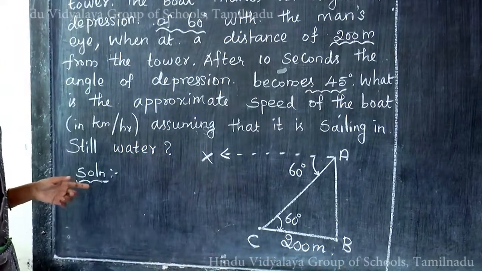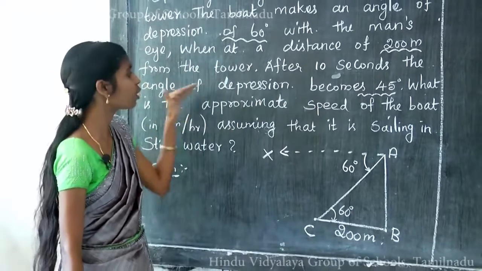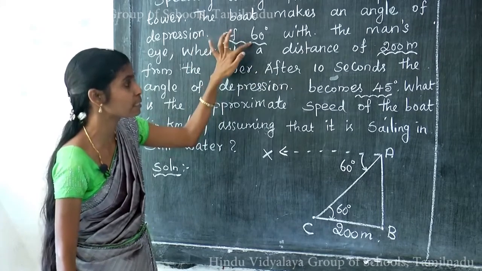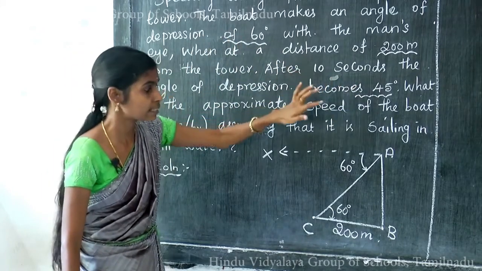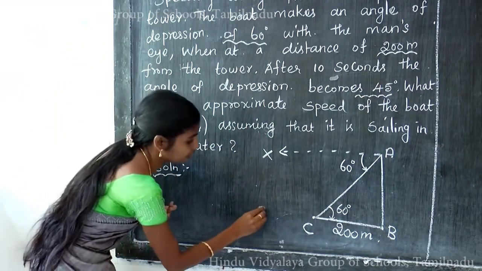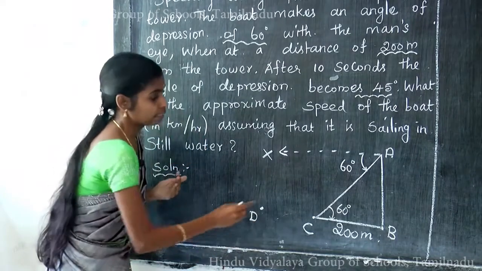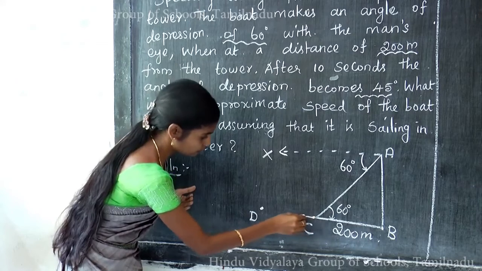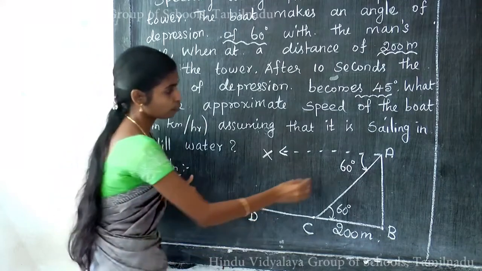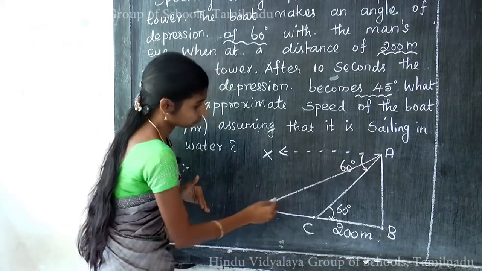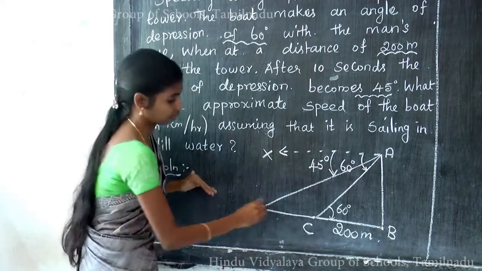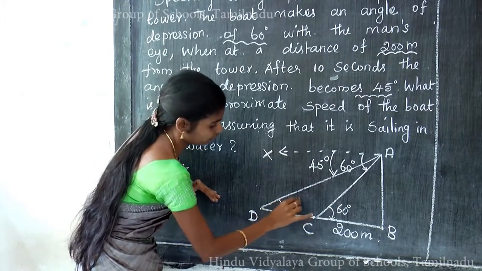Next, what is given in the question? Yes. After 10 seconds, the angle of depression becomes 45 degrees. So the angle of depression decreases from 60 degree to 45 degree. Therefore, the boat must move away from the tower. So we take D as the position of the boat after 10 seconds. Now, join the line of sight. So this angle is 45 degree. So by interior alternate angles, angle D is also 45 degree.